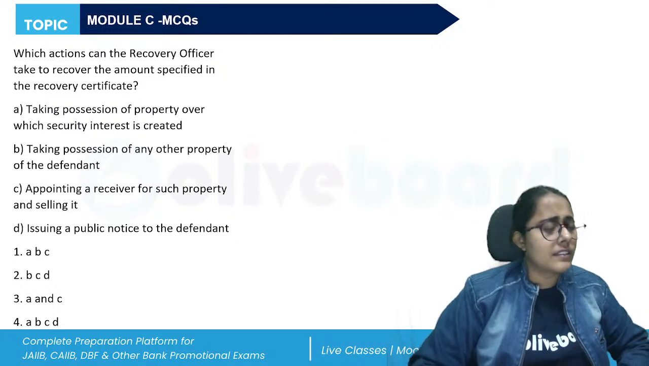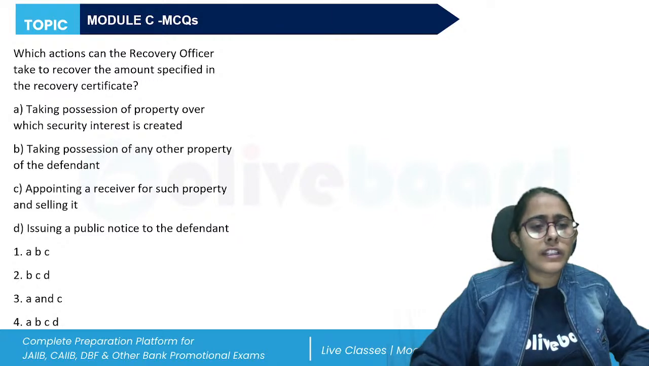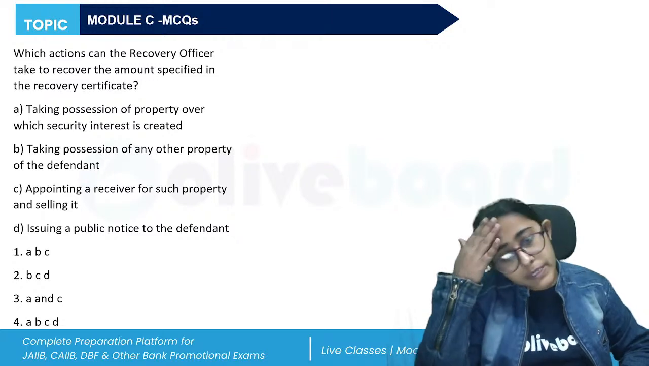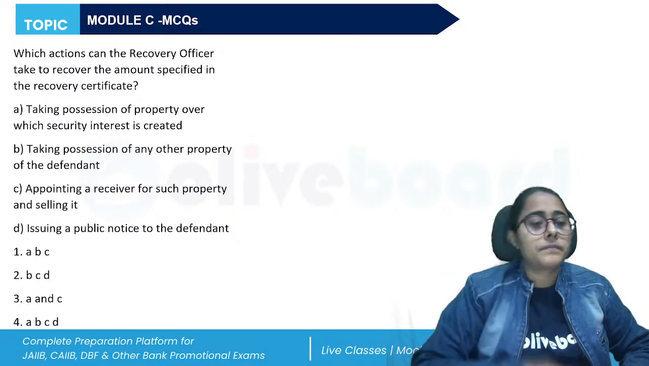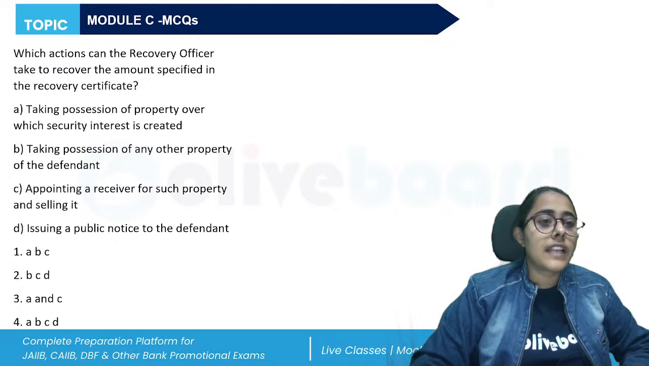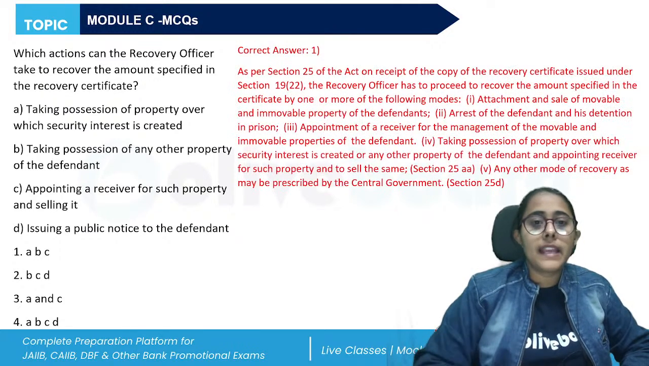We have already answered this question. Taking possession of the property over which the security interest is created, taking possession of any other property, appointing a receiver for such property and selling it, issuing a public notice to the defendant. So the recovery officer has certain powers related to the actions that they can take, and these powers are A, B and C.